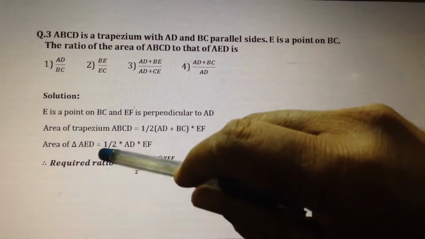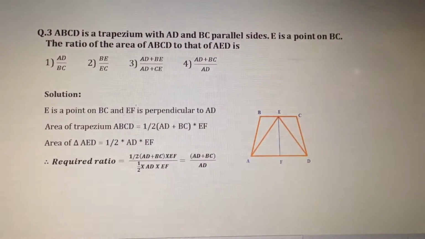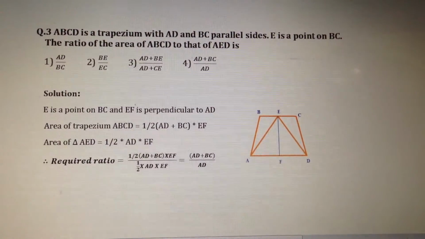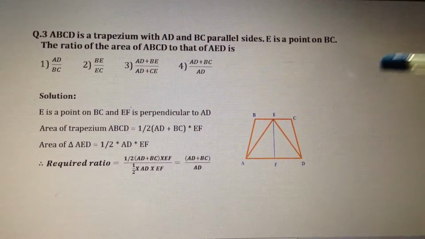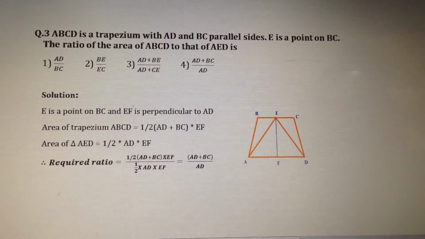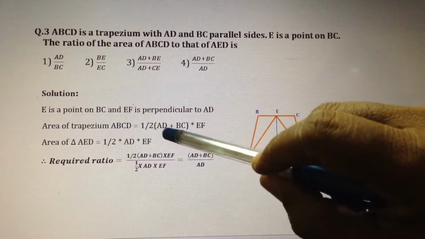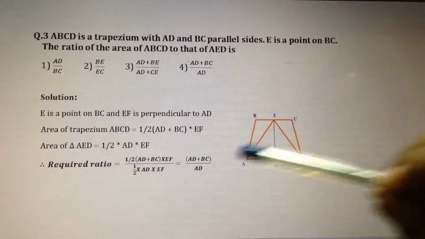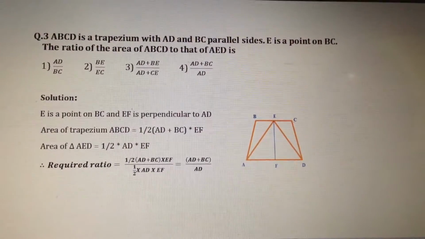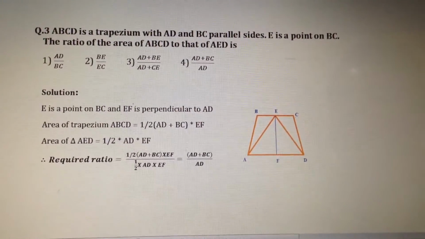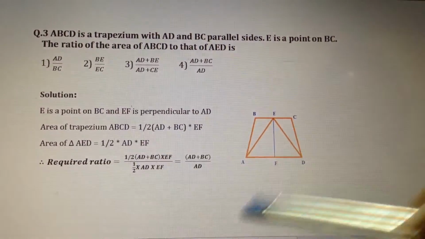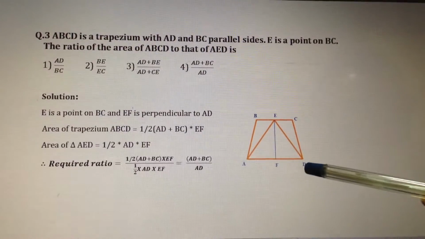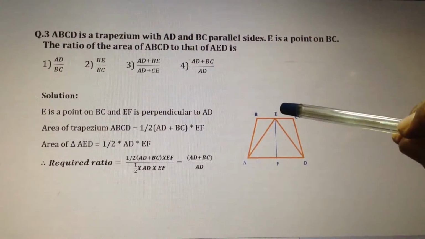Now, area of the trapezium is equal to half into sum of the parallel sides into height. That is half into (AD plus BC) into EF. And area of triangle is half into base into height. Half into base is AD and height is EF.